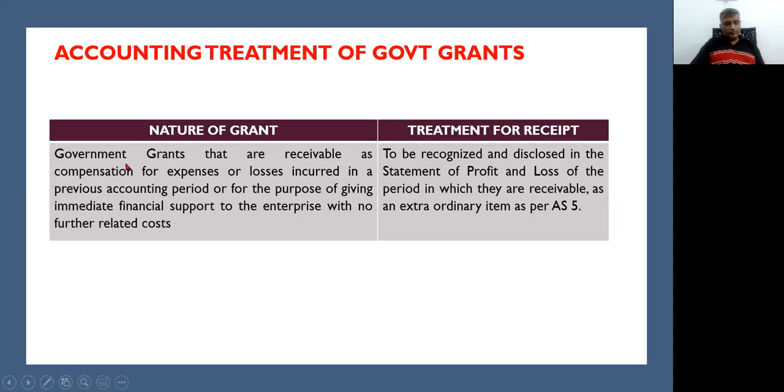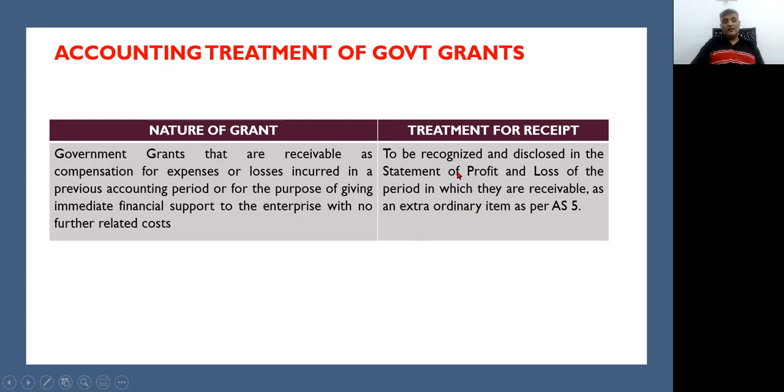Now, sometimes you may receive a government grant as a compensation for expenses or losses incurred in a previous accounting period, or for the purpose of giving an immediate financial support to the enterprise with no further related costs. So if you have a situation like this, where I've been incurring a lot of expenses, a lot of losses, and the government wants to sponsor me or fund me, then it is to be recognized and disclosed in the statement of P&L as an extraordinary item. That's important because you are not going to get this kind of government support year on year. So, one time.